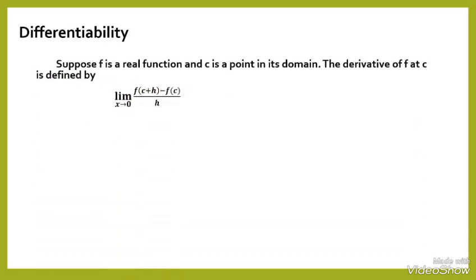Differentiability means: suppose f is a real function and c is a point in its domain. The derivative of f at c is defined by the limit as h tends to 0 of f of c plus h minus f of c, divided by h. In general, we write that as f dash of c. So f dash of c is equal to the limit as h tends to 0 of f of c plus h minus f of c, divided by h.